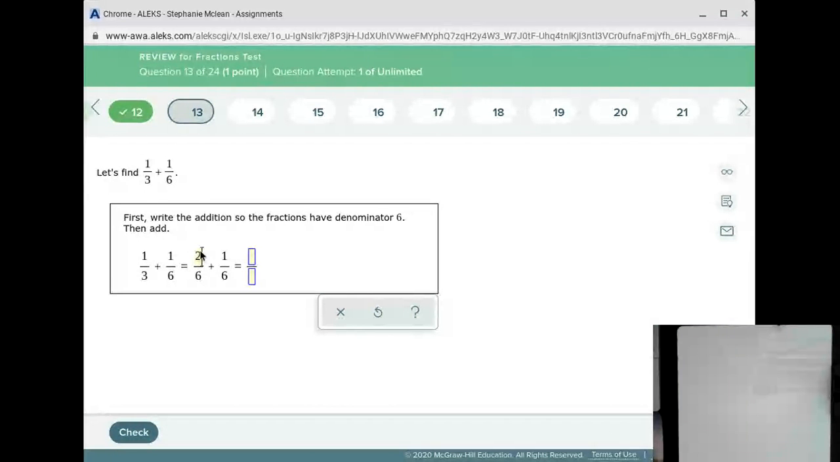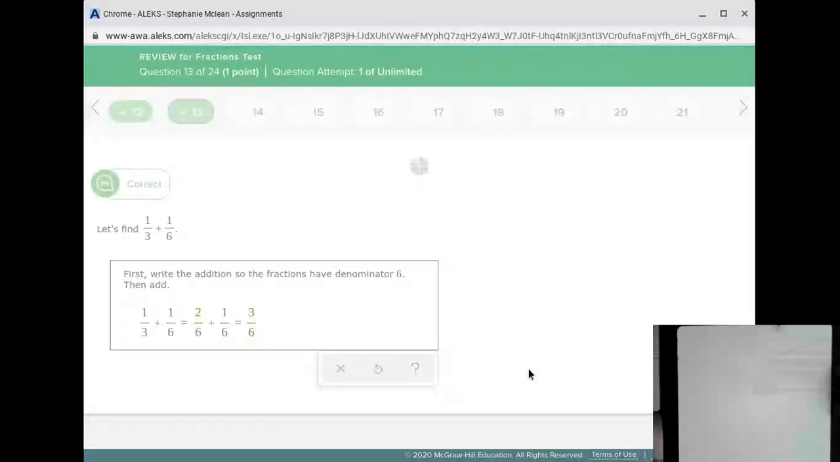Then you go straight across. 2 plus 1 is 3, and then the denominator stays the same. So this is 3/6. All right. It does not say to reduce, so we're going to leave it.